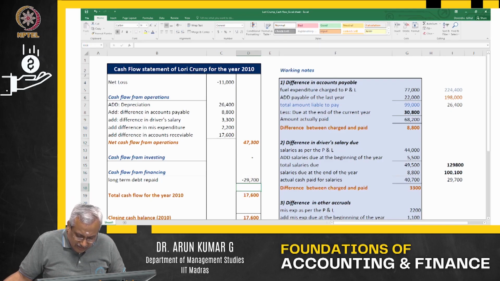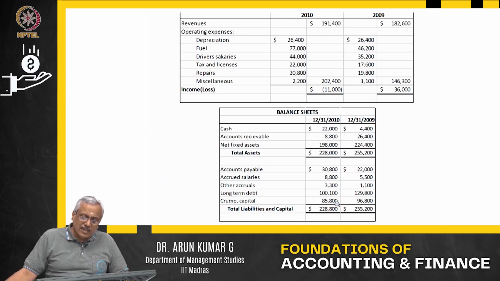Now let us go back to the balance sheet. Sir, equity has also reduced. Crump's capital.